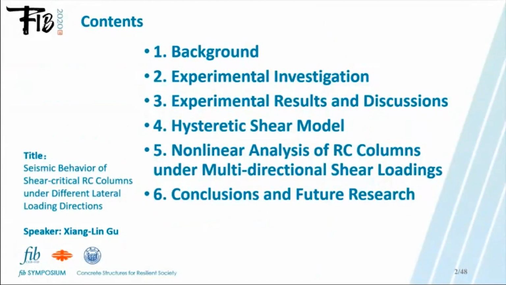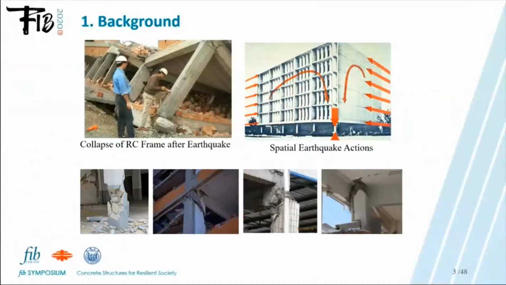The content of my presentation includes the following 6 parts. First, let's see a brief background. Column failure can lead to collapse of structures subject to earthquakes. In fact, earthquakes usually result in 2 horizontal loading actions in columns. This usually causes more severe damage than a unidirectional loading action.